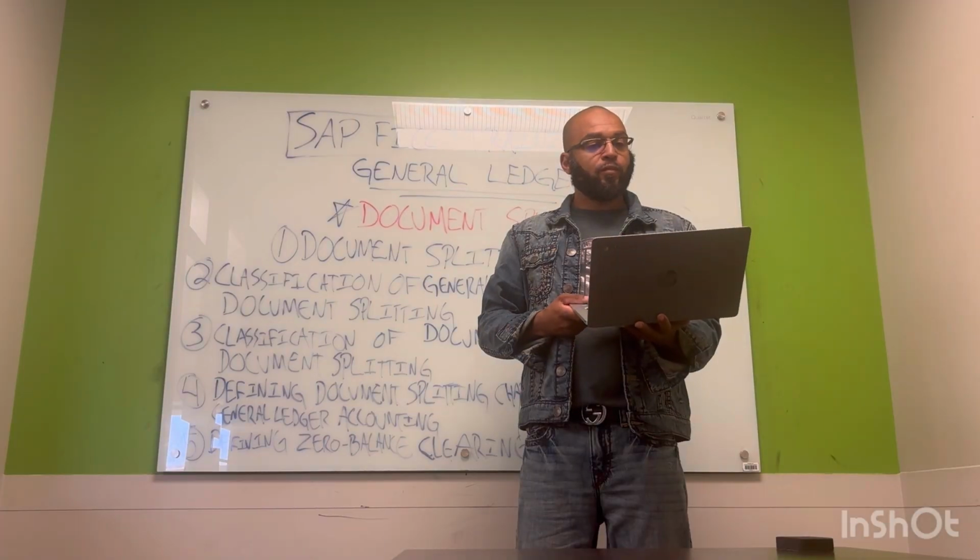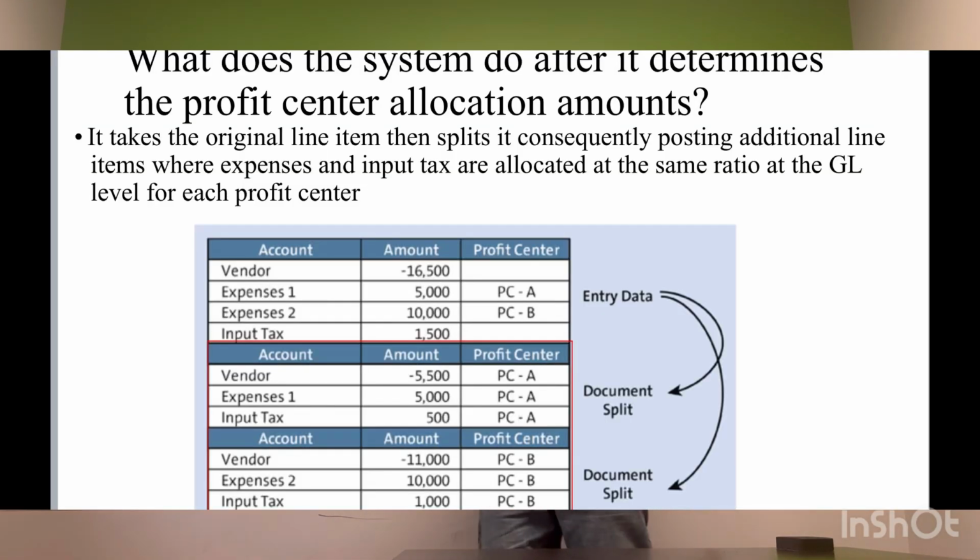Question. What does the system do after it determines the profit center allocation amounts? The system takes the original line item, then splits it, consequently posting additional line items where expenses and input tax are allocated at the same ratio at the GL level for each profit center. So I just said a lot there. I'm going to pause here for a second, allow you to take that all in.